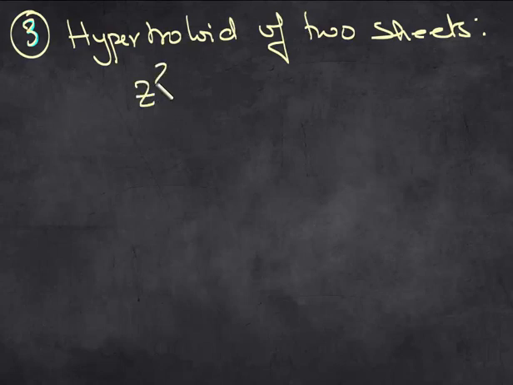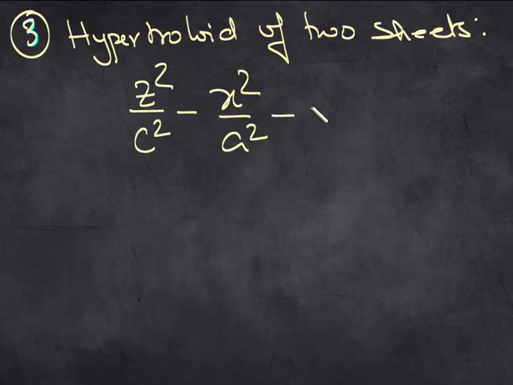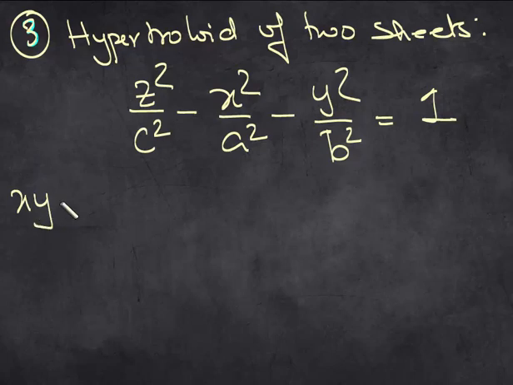So if I have z squared over c squared minus x squared over a squared minus y squared over b squared is equal to 1. If you have two negatives, then it's going to be a hyperboloid of two sheets. Okay. So let's take a look at the traces. Go ahead and do that this time and see what we get. We get xy traces what?